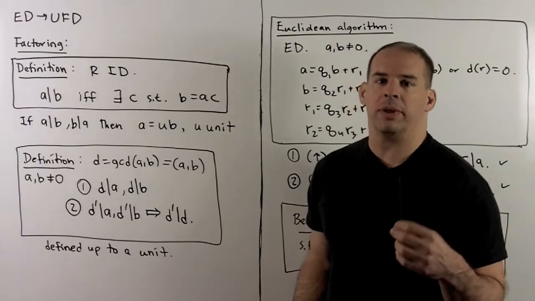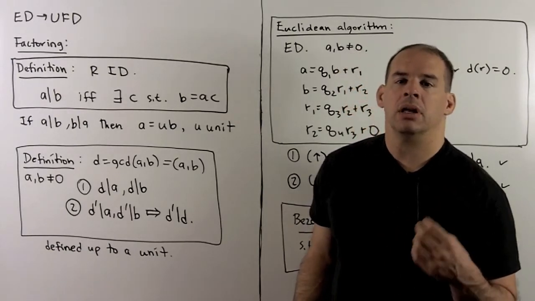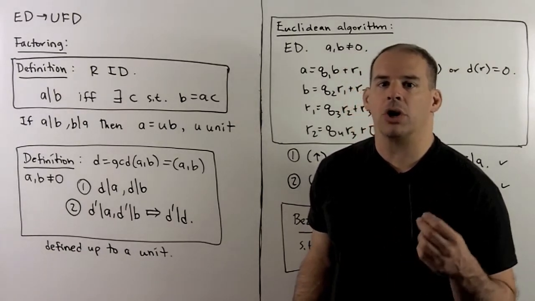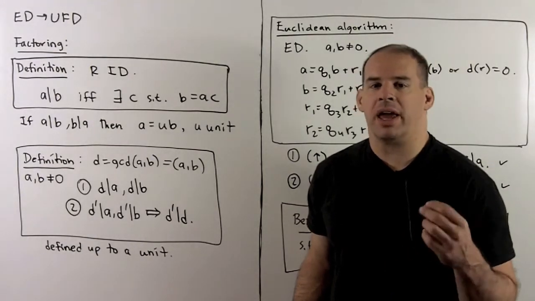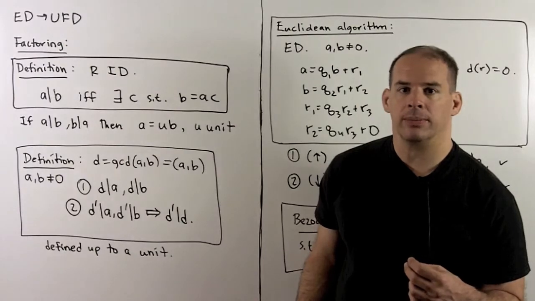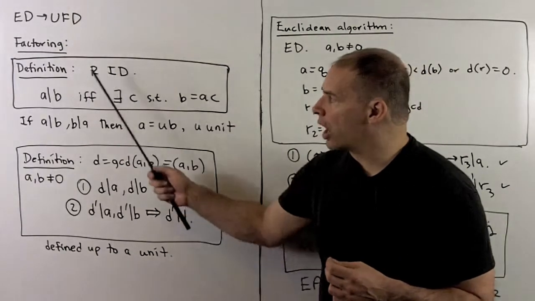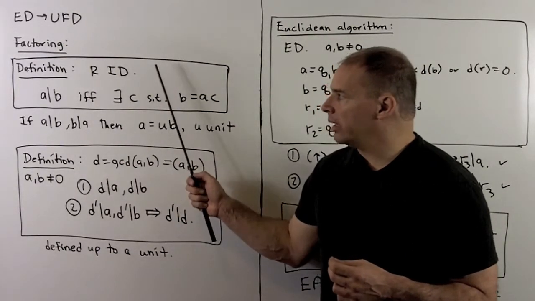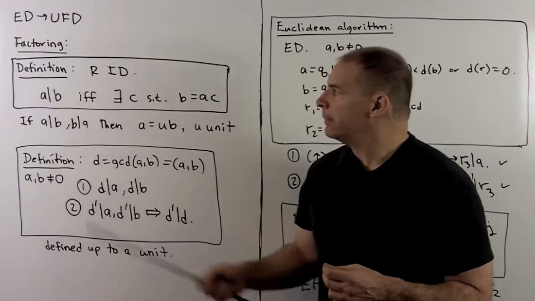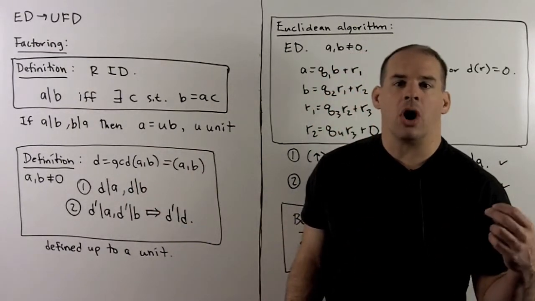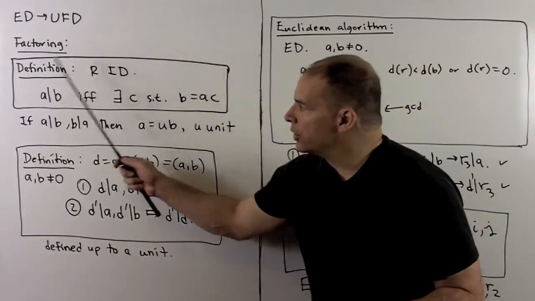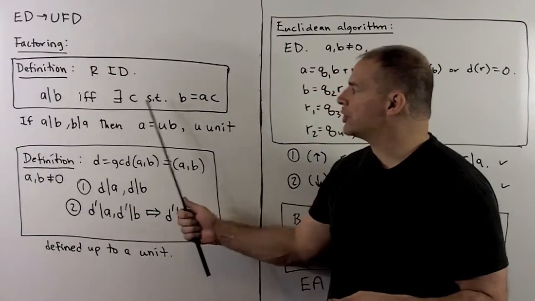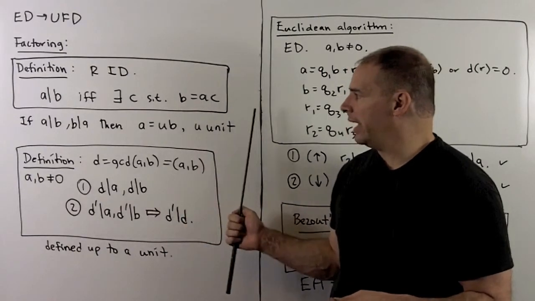Because we skipped the proof that PIDs are UFDs, let's show directly that Euclidean domains are UFDs. This will give us a chance to work with the definitions and to review factoring. Now, to start, we assume R is an integral domain. We'll say that A divides B if there exists some C in R such that B is equal to A times C. So this notion of divisibility is just reversing the language for multiplication.